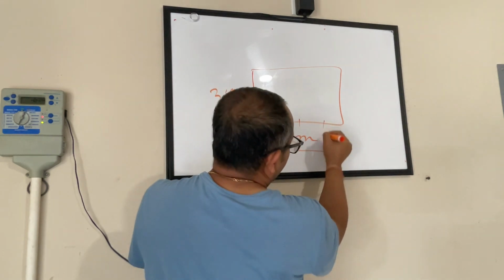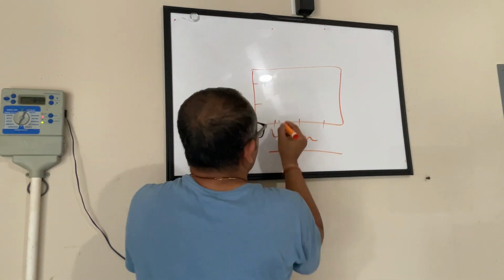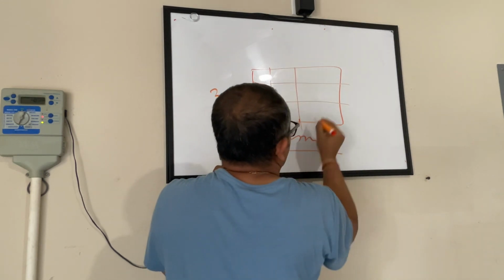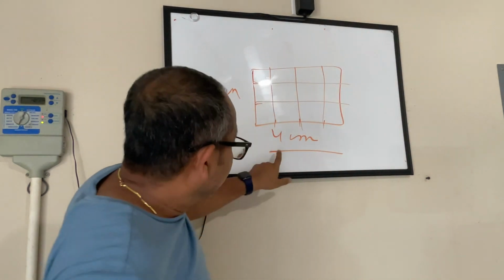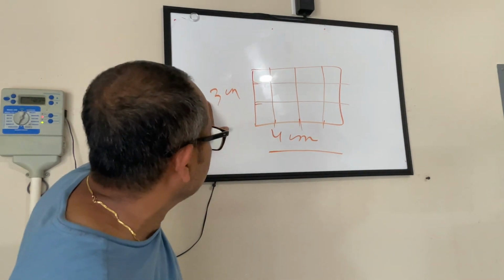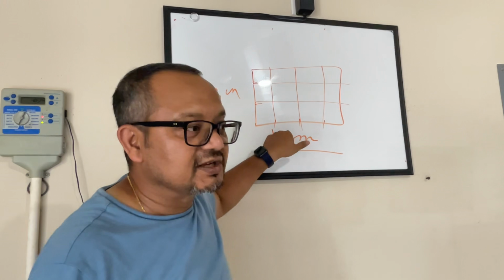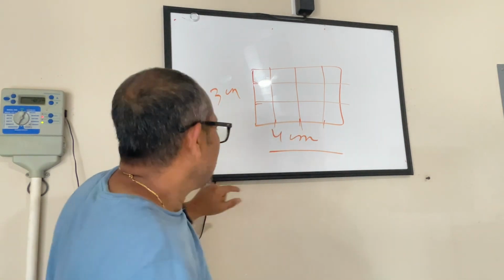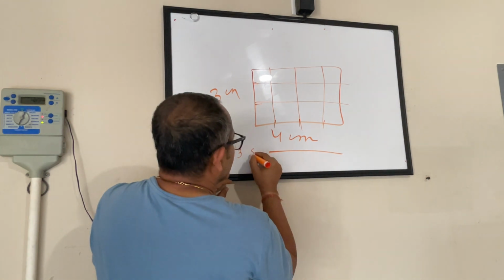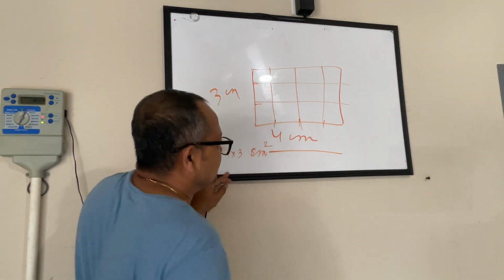I will just mark 4 centimeters and 3 centimeters here and just draw a straight line crossing this. And then you will see if I have 4 centimeter length and 3 centimeter width, I am making 4 into 3, that many square boxes, square centimeter boxes. So that is why it is 4 into 3 square centimeter boxes.